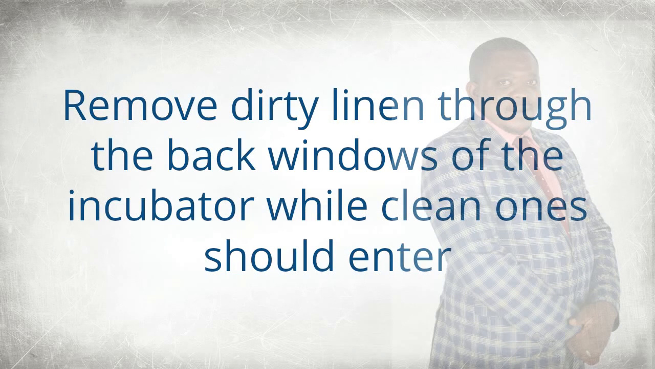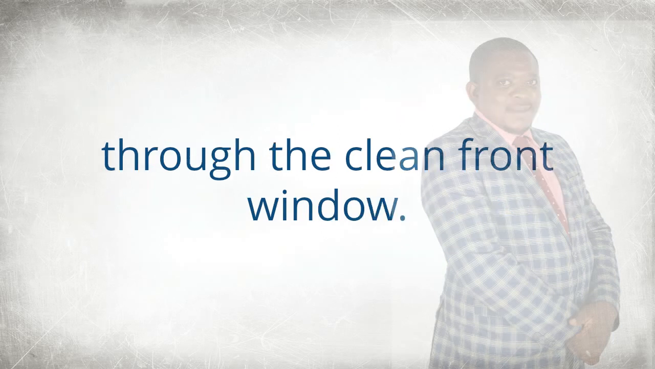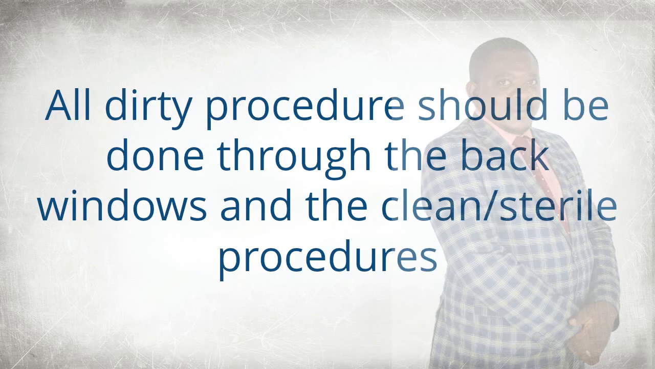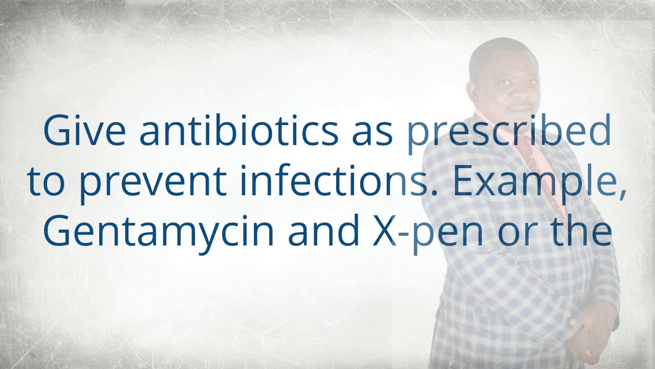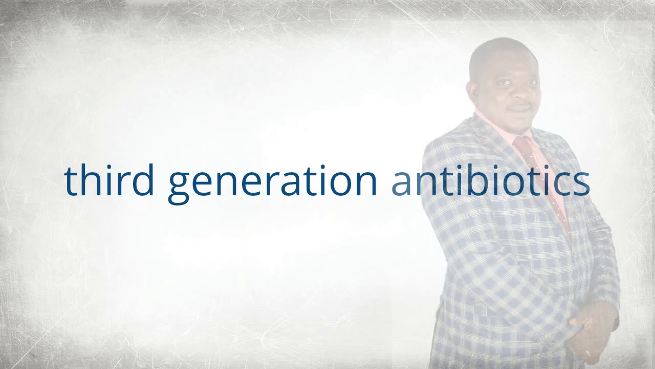Remove dirty linen through the back windows of the incubator while clean ones should enter through the clean front window. All dirty procedures should be done through the back windows and the clean/sterile procedures should be done via the front window. Give antibiotics as prescribed to prevent infections, for example gentamicin and X-Pen or the third-generation antibiotics.